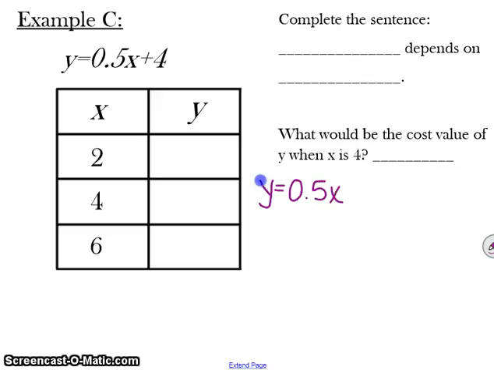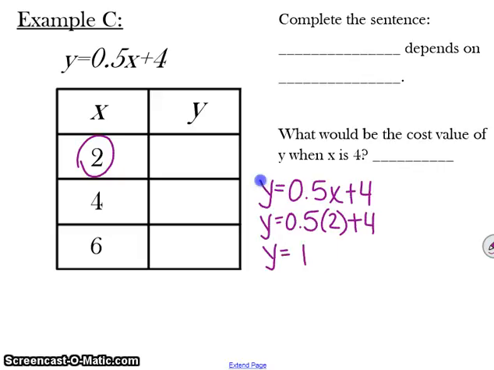Y is equal to 0.5x plus 4. And I'm going to plug in this 2 into my x. So y is equal to 0.5 times 2 plus 4. Well, I know that 0.5 times 2 is 1 whole. And 1 plus 4 gives me 5. So my first y value is 5. Then I have to do the next one.